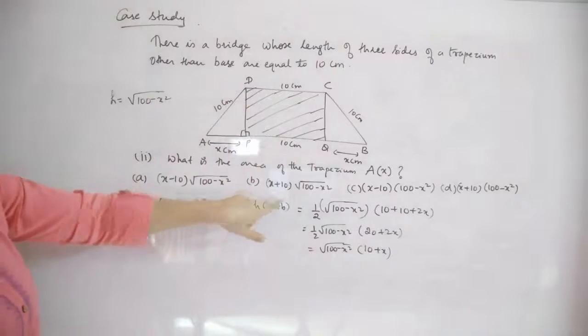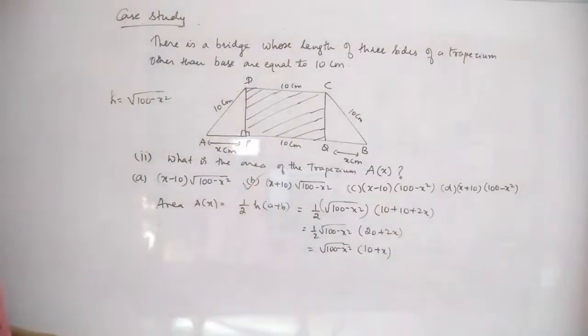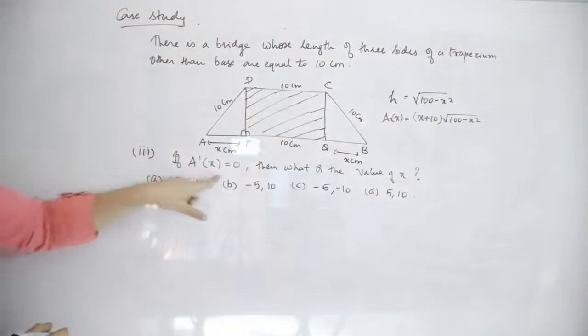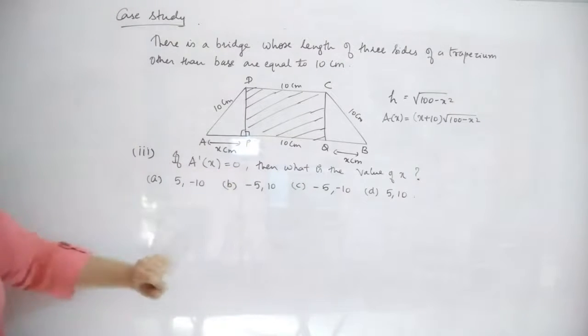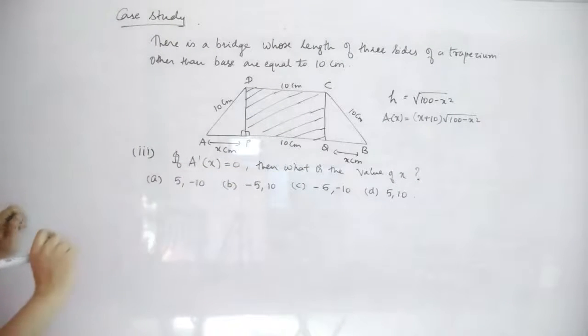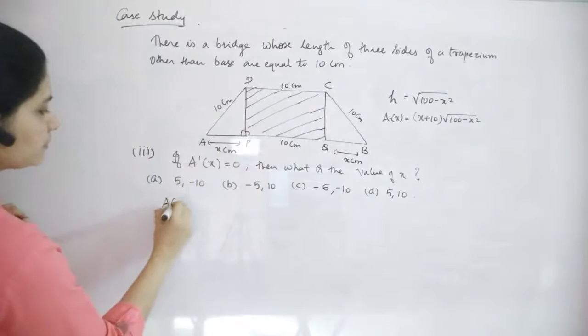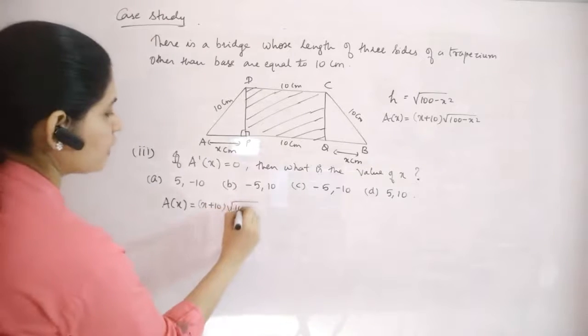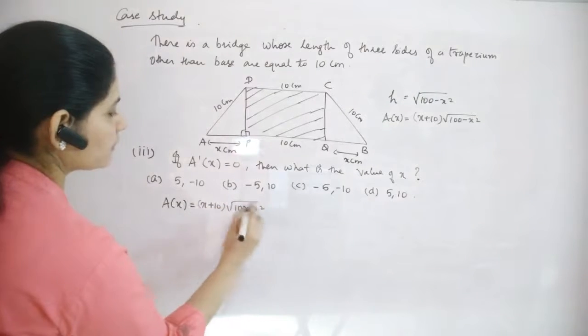So (x + 10)√(100 − x²) is the area of the trapezium. So the question is, if A'(x) is 0, what is the value of x? First we will find out what A'(x) is and then equate it to 0. A(x) is (x + 10)√(100 − x²).